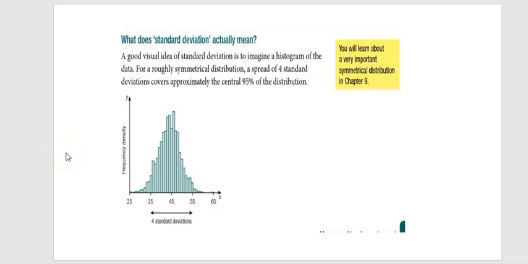What does standard deviation actually mean? A good visual idea of standard deviation is to imagine a histogram of data. Later on, when we start looking at representation of data, histogram is one of those ways we represent data. So for a roughly symmetrical distribution, a spread of 4 standard deviations covers approximately the central 95% of the distribution. And we will see that in recomputation.